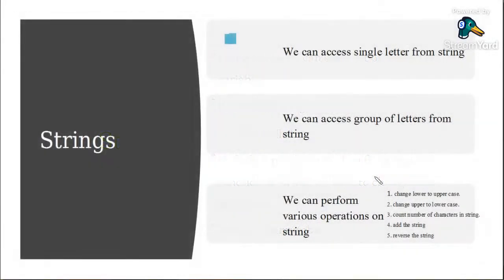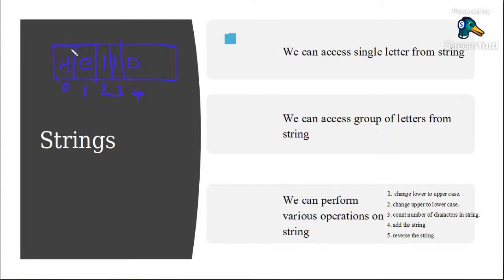Now, what are various operations we can perform on the string? Suppose we are having a string, for example, Hello. Every letter in a string has some index. For example, the index will be like this: this is the 0th index, this is the first index, this is second, this is third, and this is fourth index.